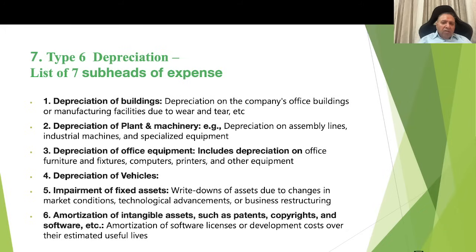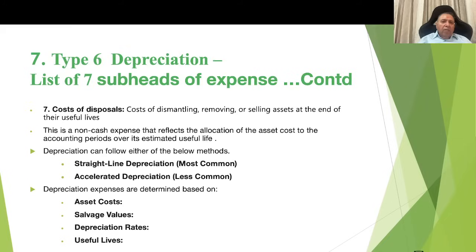That is the write downs on the assets due to changes in the market conditions, technological advancements. Then the seventh is amortization of the intangible assets such as patents, copyrights, etc., and cost of disposal of these assets, which includes cost of dismantling, removing, or selling assets at the end of the useful life.